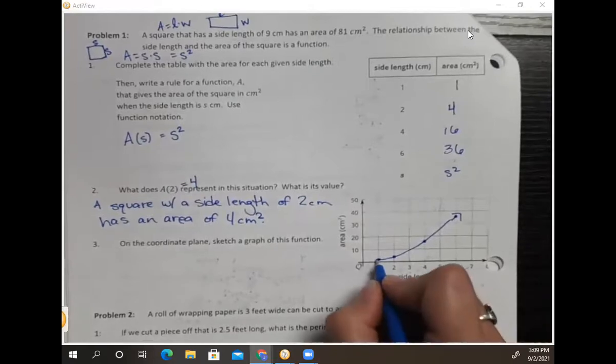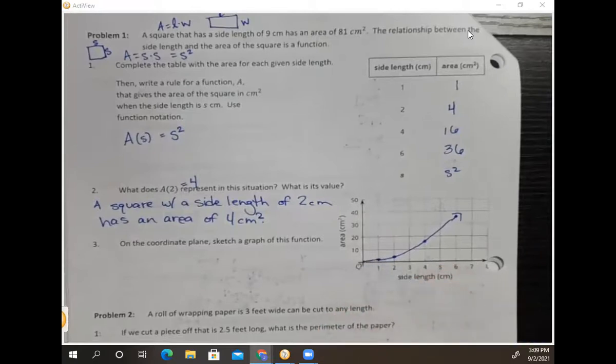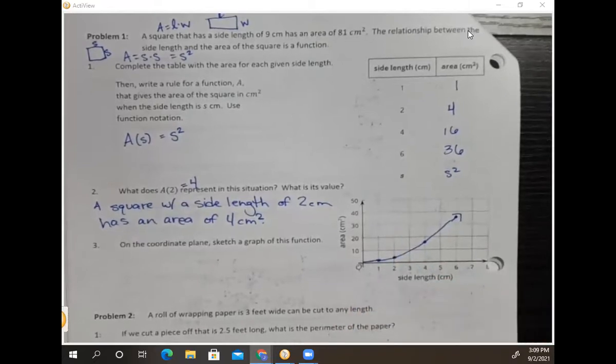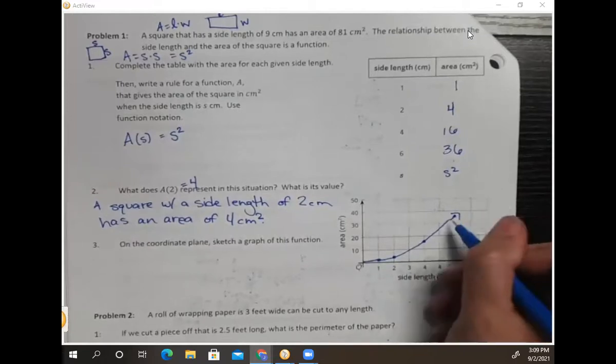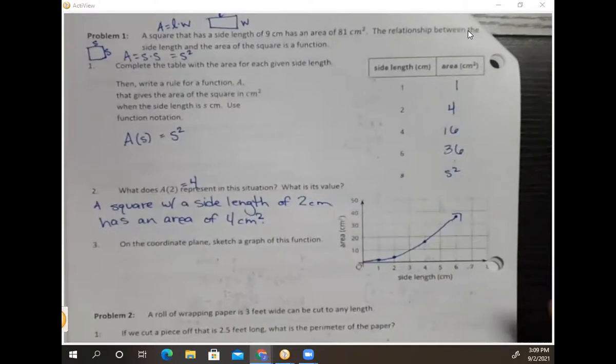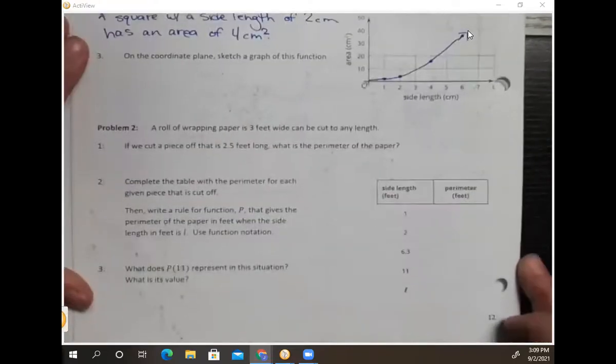Not so much. So I could come back this way a little bit, but 0 doesn't really make sense, right? If the side length is 0, then I don't really have a figure at all. So don't put an arrow on this side. Don't do it. We can have bigger squares. Okay, questions for me on problem 1? Okay, hop down to problem 2.